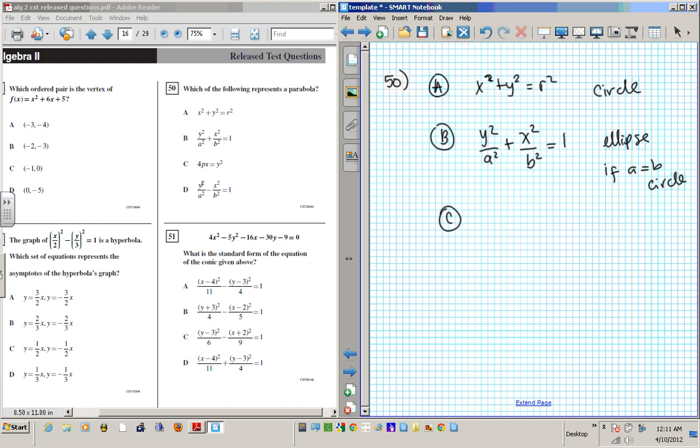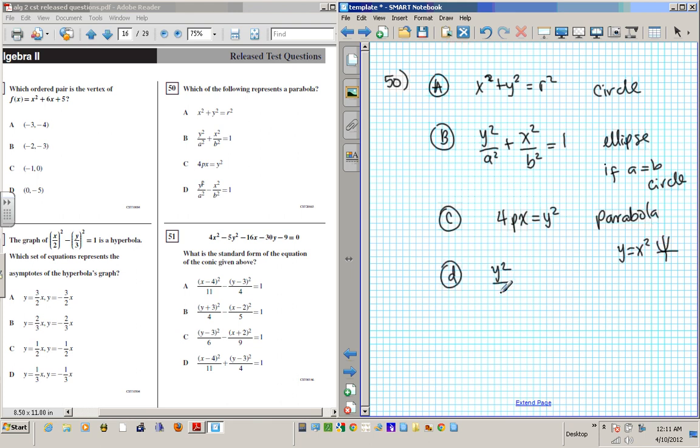Question C has only one square in it. This is exactly what we want. This is a parabola, okay? Parabolas have only one square in them. Remember, y equals x squared, for example, has only one square. That's why it's just like this. Boom. The D one, we have a y squared.